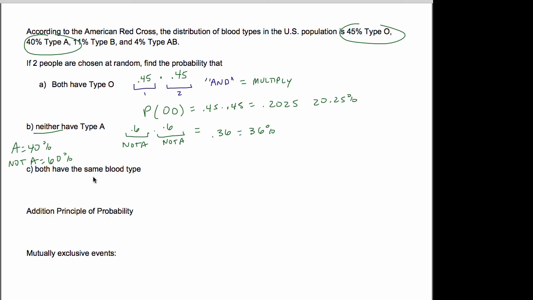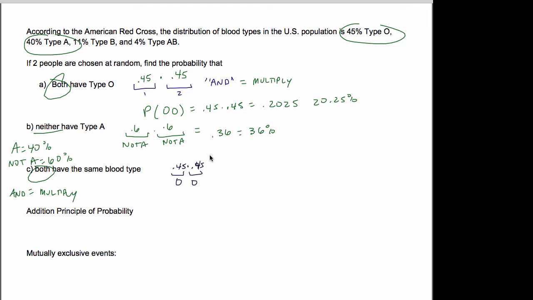What about both having the same blood type? Up here we had both, and so this is another and situation. So person 1 and person 2 have the same blood type. So that's going to be multiply. But what are we thinking about here? You kind of have to think about the possibilities. The first possibility is that person 1 and person 2 could both have type O. So O and O, which would be, like we discussed above, 0.45 times 0.45.